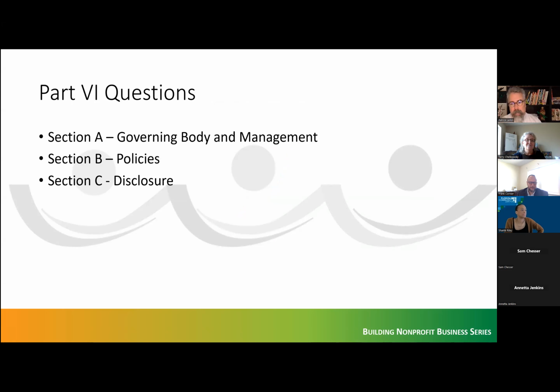I know this is a whirlwind, but this is the higher level kinds of things. It's also helping you understand what you should be looking for with your own documents, but also as you're looking at other people's documents. So part 6 is around the governing body and management, the policies, and then various disclosures.